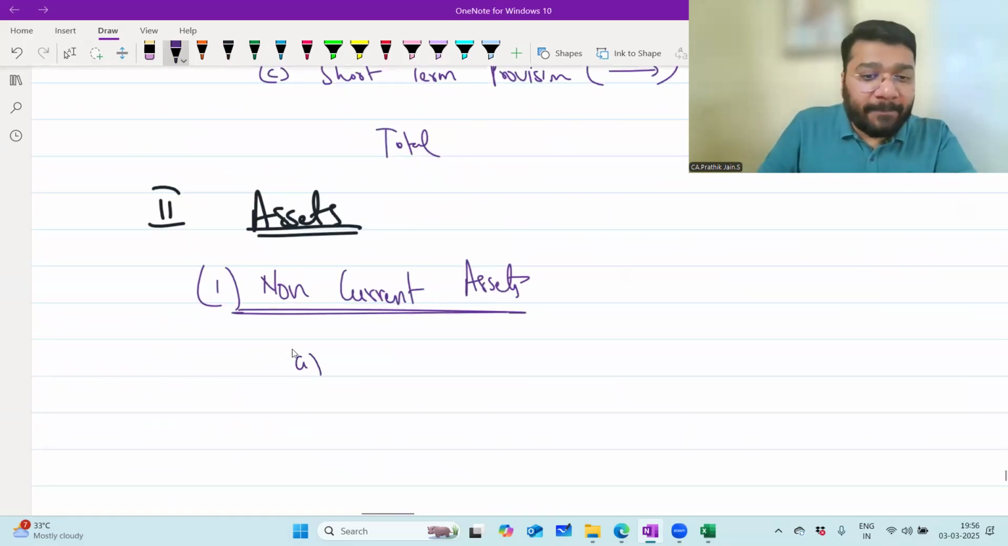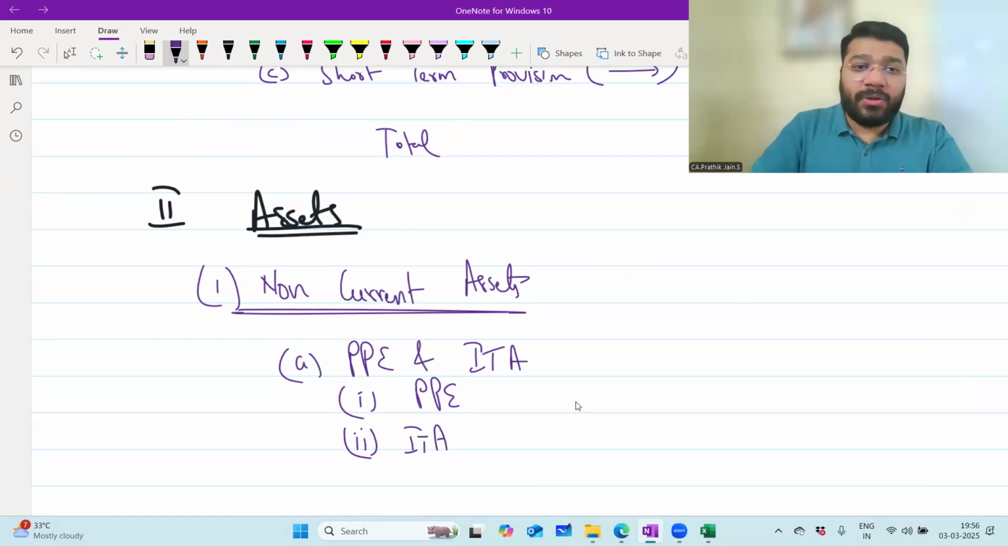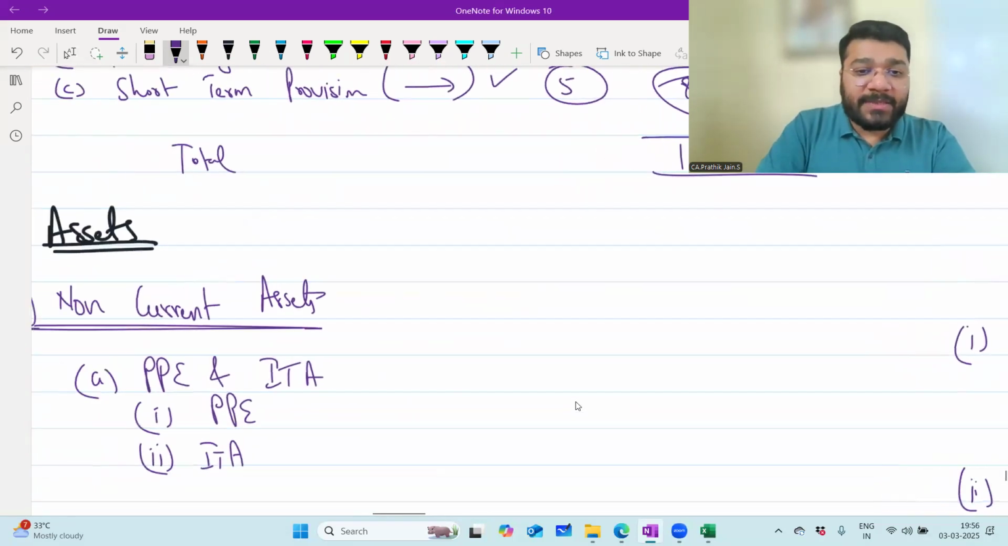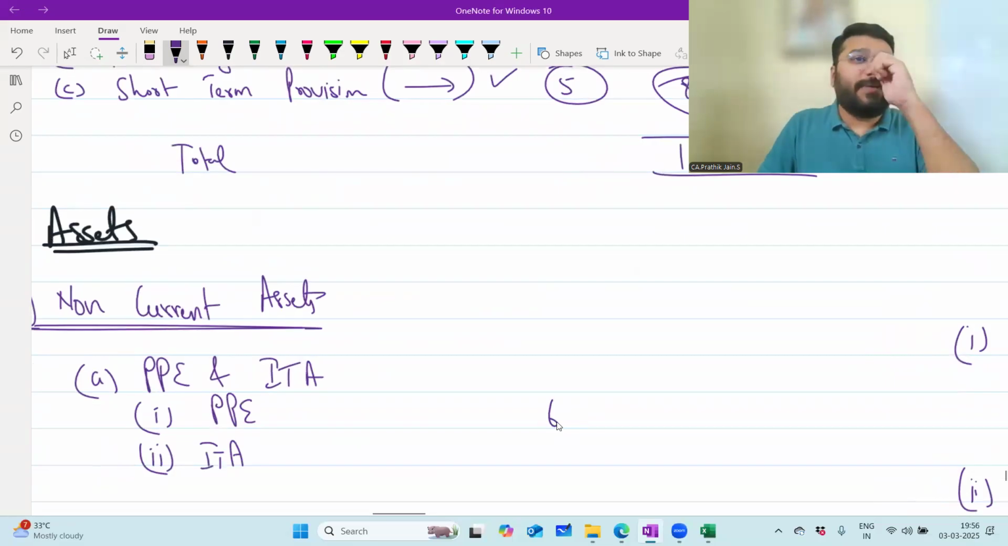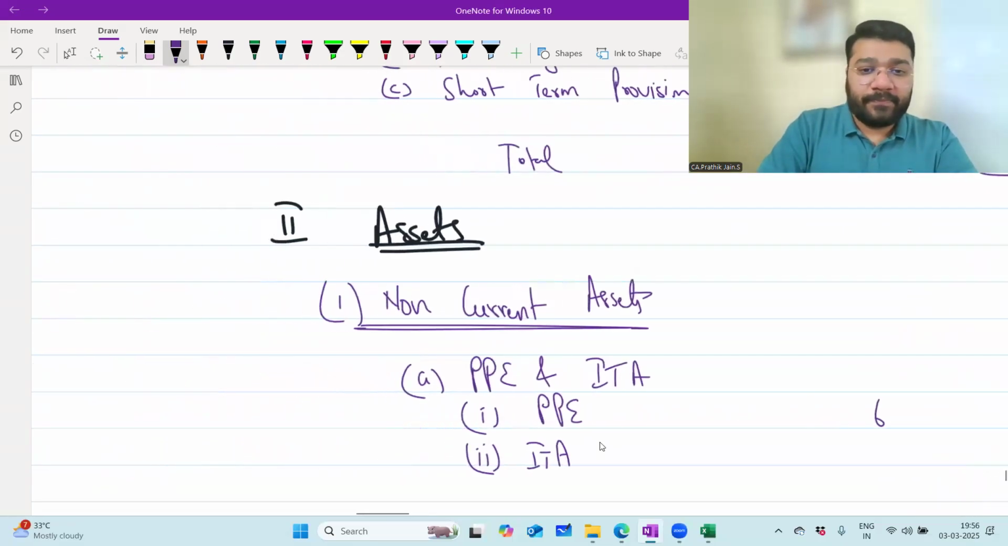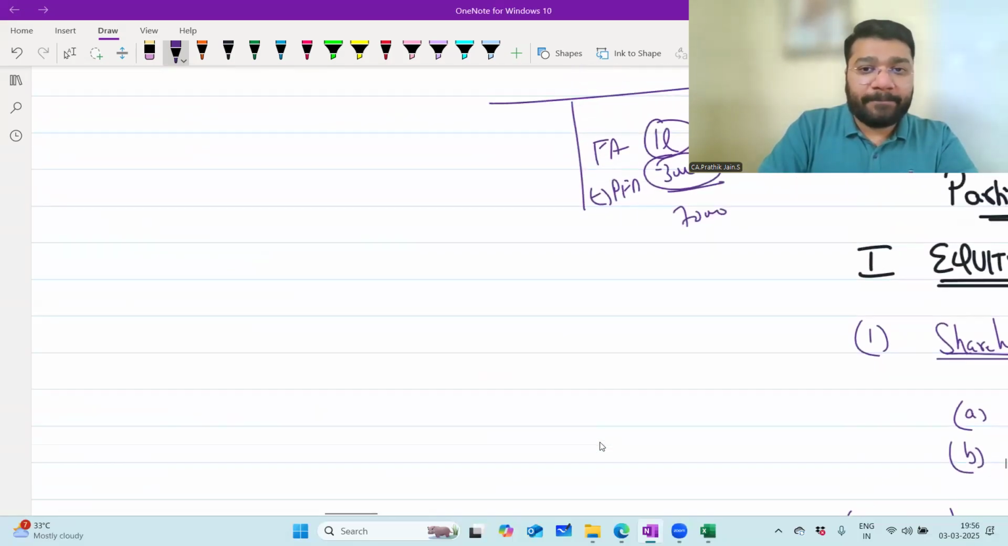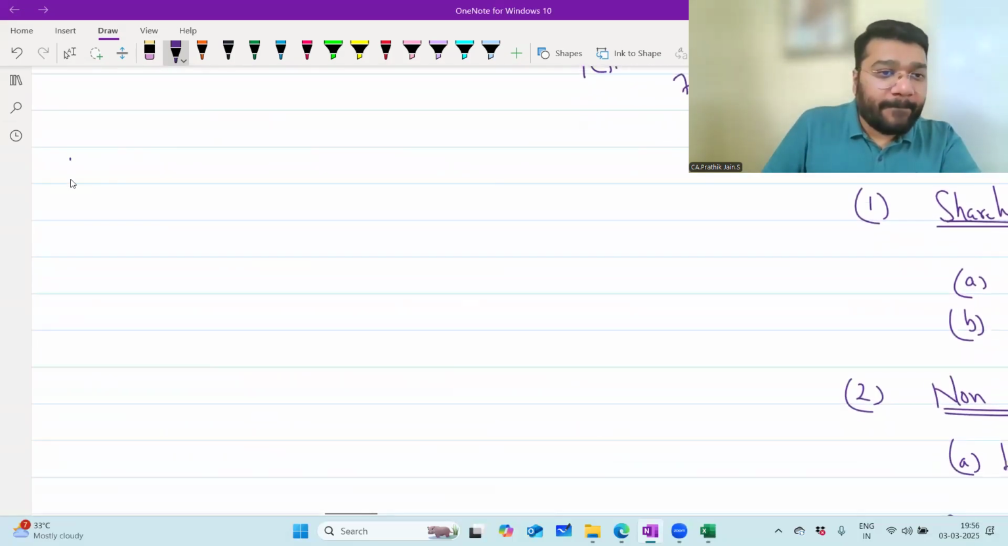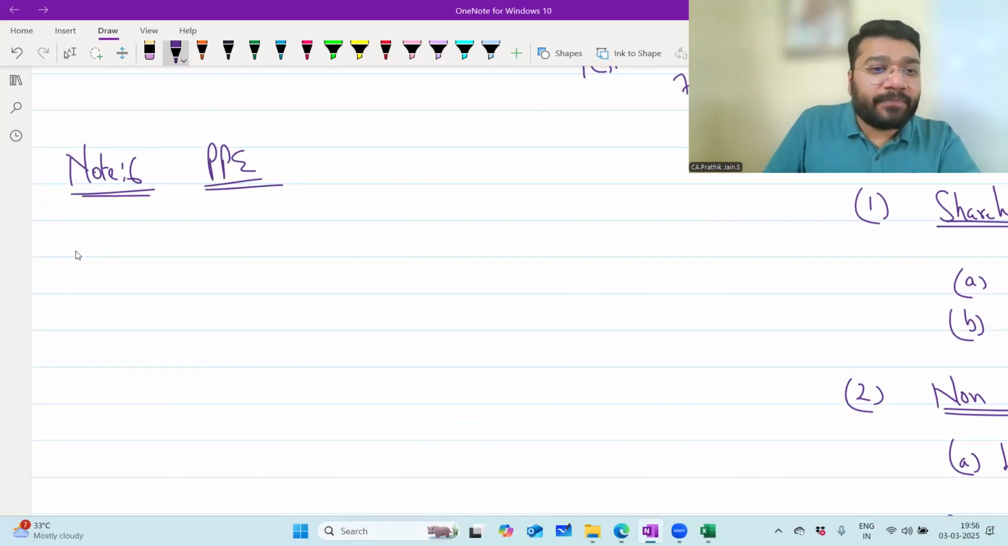Under that we have PPE and intangible assets. Under that one we have PPE, second we have intangible assets. So note number 6 for PPE. Intangible asset, only one item is there. Directly also you can write it. Let's do note number 6. PPE.